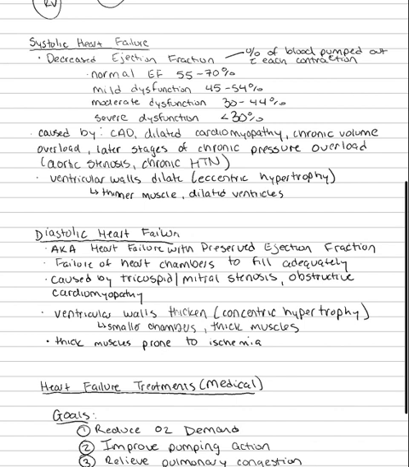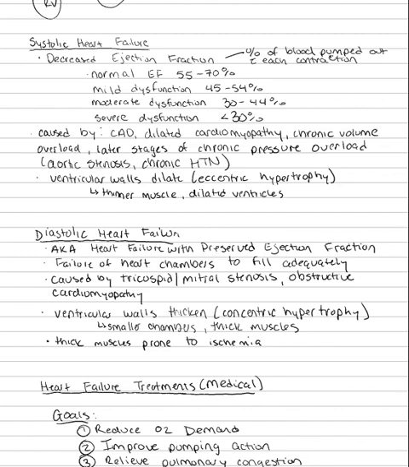We can then talk about systolic heart failure, which is heart failure with a reduced ejection fraction, typically is how it's referred to now. So ejection fraction, remember, is the percent of blood that is pumped out with each contraction. Normally that's going to be anywhere from 55 to 70%. With some mild dysfunction, you're going to see 45 to 54, moderate dysfunction 30 to 44%, and severe dysfunction less than 30%.